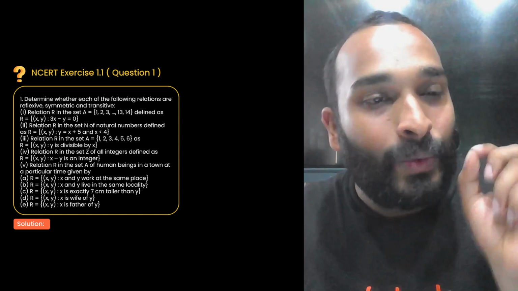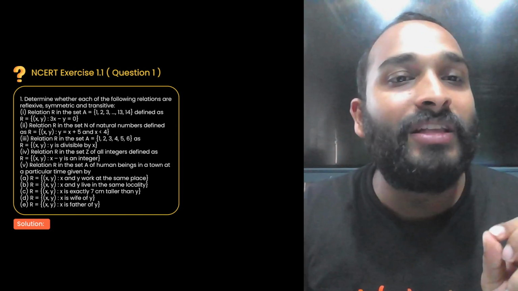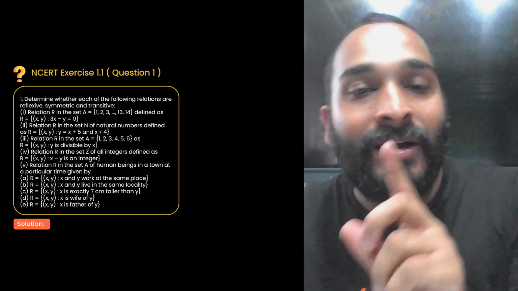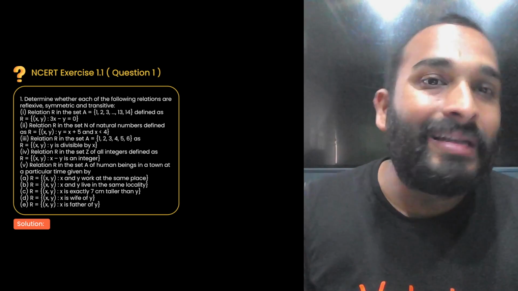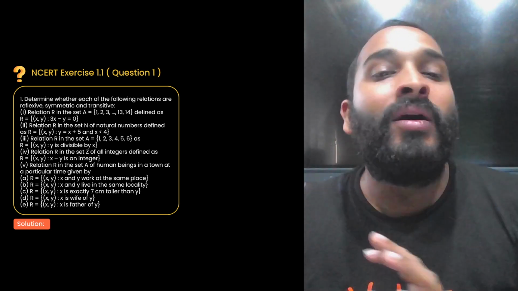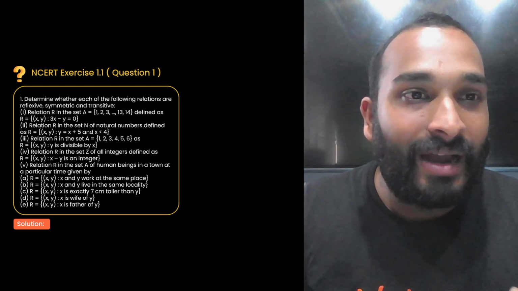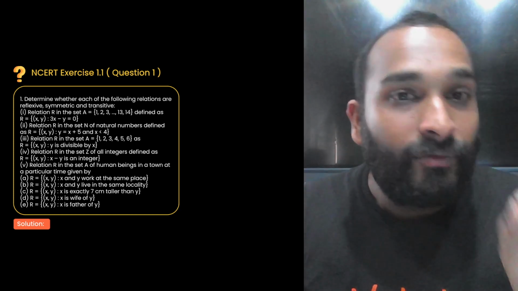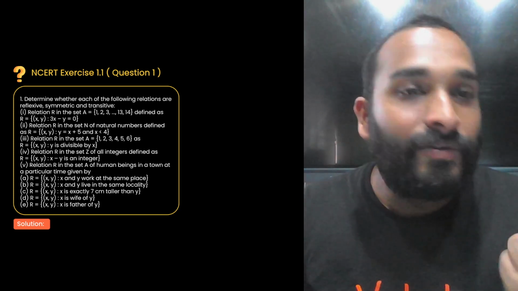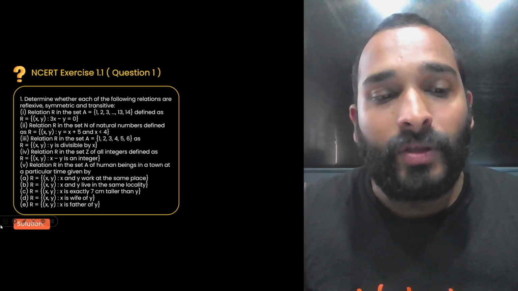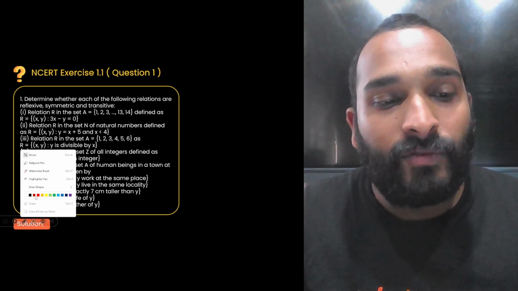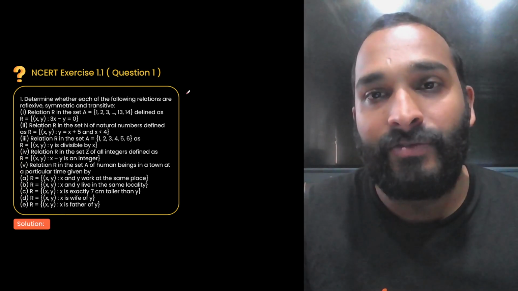So let us quickly get started with the first question of your NCERT exercise of the chapter Relation and Functions. I hope by this time all of you know what is relation and functions and what are the different concepts you have been studying in that. So first question, determine whether each of the following relations are reflexive, symmetric and transitive. So children, you know already what you mean by reflexive, symmetric and transitive, correct?